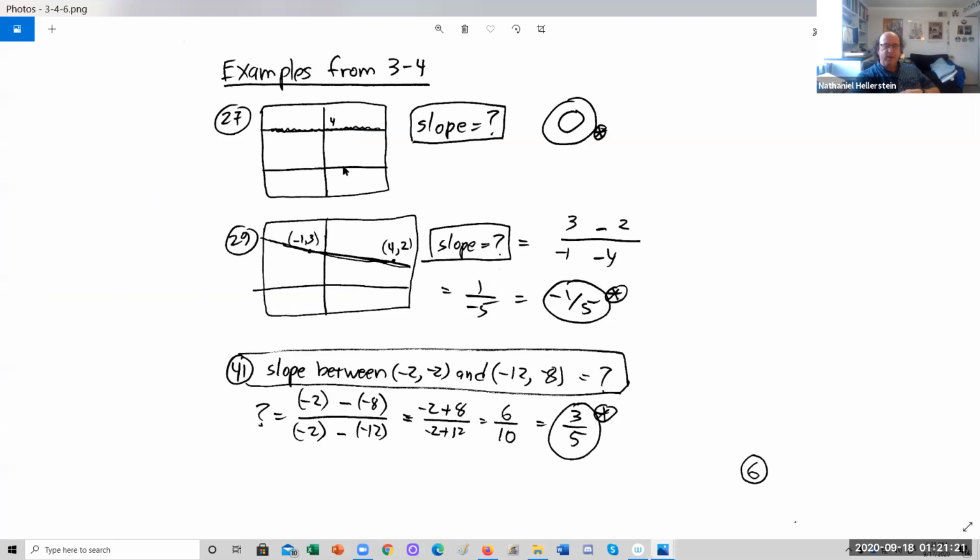All right, here's some examples. Here's a line, the horizontal line going through 0 by 4. What's its slope? 0. Here's a line going from -1 by 3 to 4 by 2. What's its slope? Well, the slope is change in the y's, 3 minus 2, over change in x, -1 minus 4. That'd be 1 over -5, or more conventionally, -1 over 5.